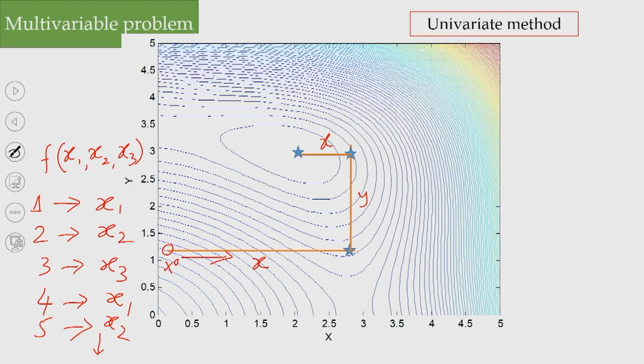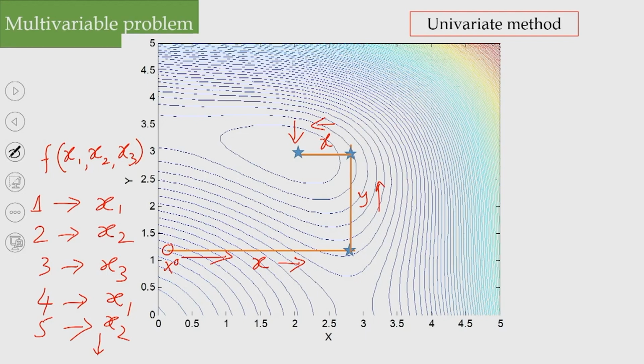But in this particular function we have only 2 variables, x and y. So, I will go along the x direction initially, then the y direction, then repeat along x, then y, and so on. At a time I go along one variable, so this particular method is known as the univariate method. The concept is very simple.